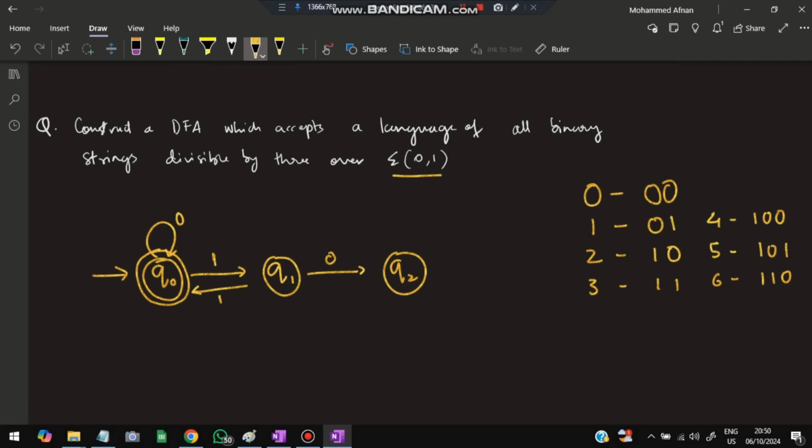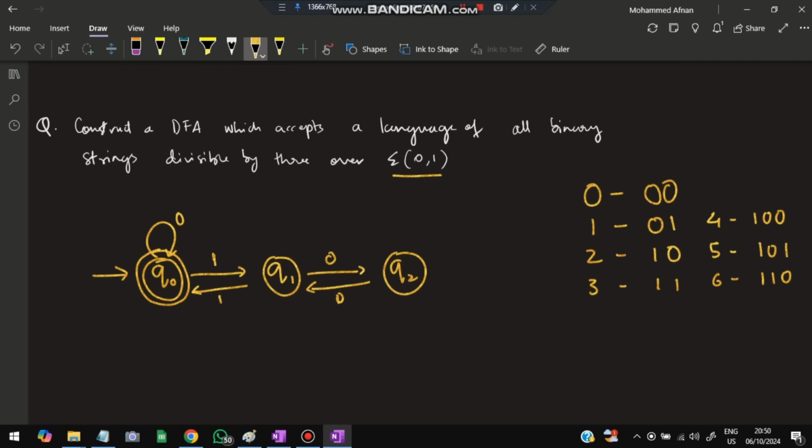For here, if it is 0, what do we have to do? It is 0 means 1, 0, 0. 1, 0, 0 means 4. 4 has the remainder 1. So 1, 0, 0 means again it should come back to this state. Like that we have to see. For each state, if I want to define for 0 or 1, I'll see if I define for 0, what is the number forming, what is the remainder. Based on that, I'll go to that state.